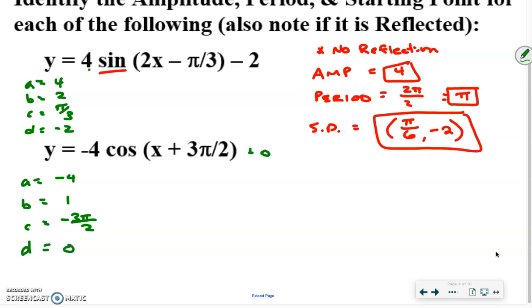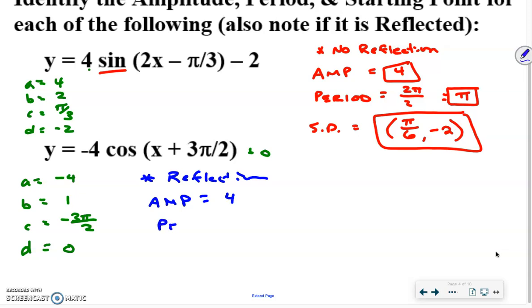Nothing, right? So 0. All right, so with that, this time I'm noticing that A is negative. What does that mean? There is a reflection. All right, what about my amplitude this time? Isn't it just A? So is it negative 4? Is that how that works? It's the absolute value of A. So the absolute value of negative 4 is 4.